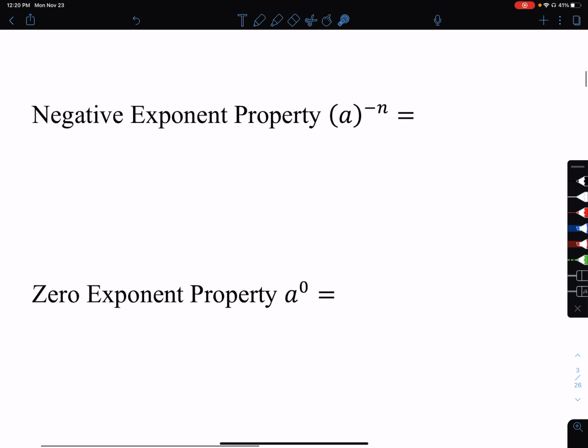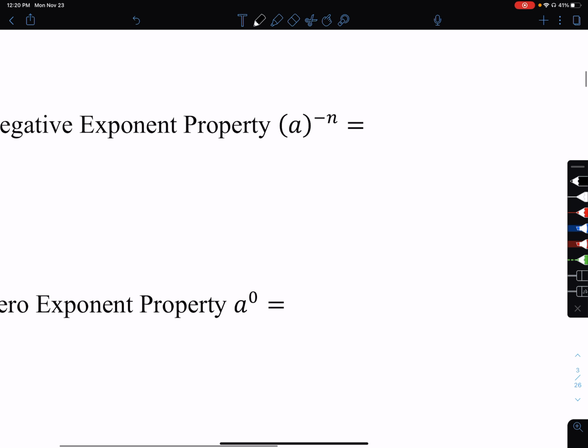Negative exponent property. If you have a base raised to an exponent and you don't like the sign of that exponent, it could be positive or negative. If you want to change the sign of the exponent, you take the base and you reciprocate it, and then you can change the sign of the exponent.